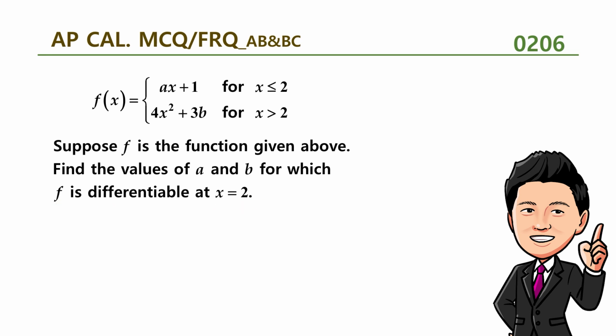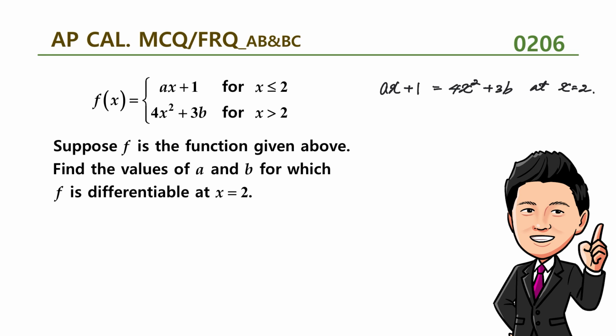Okay, for the function to be differentiable at x equal 2, first it has to be continuous at x equal 2, which means when x is equal to 2, this function value must be equal to this function value, right? So let's set up an equation. Ax plus 1 must be equal to 4x squared plus 3b at x equal to 2, right?